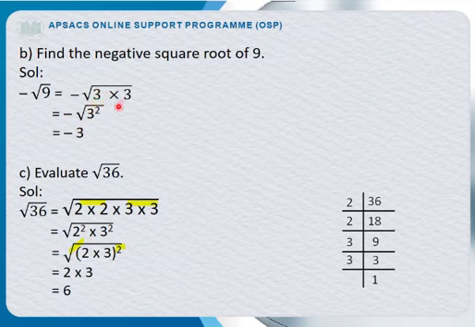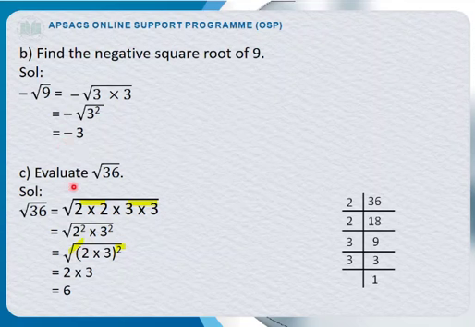Now this will become a pair and I can write it as 3 to the power 2. It means 3 can be multiplied by 2 times. Okay. Now this square will cancel out this root and it will become 3 and this negative sign as it is. So the negative square root of 9 is negative 3.